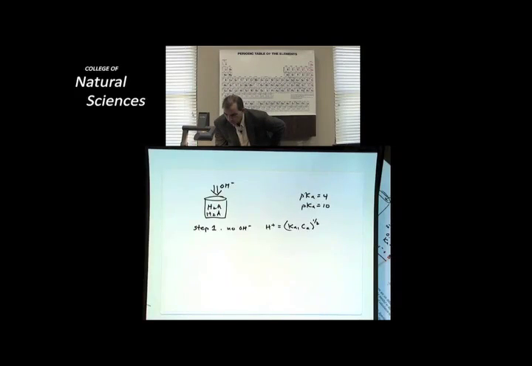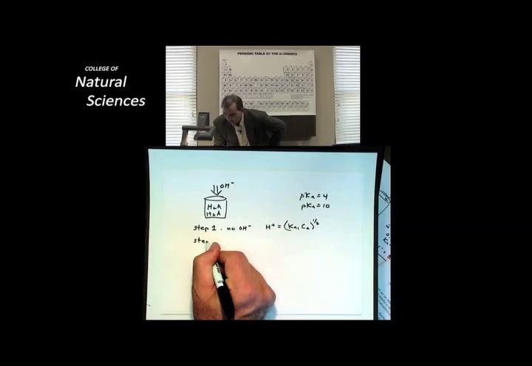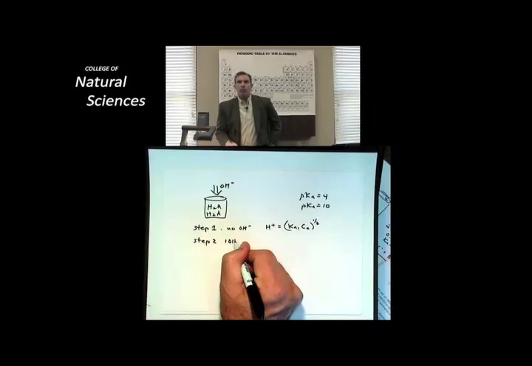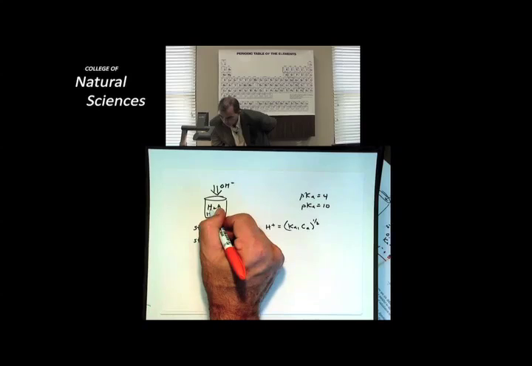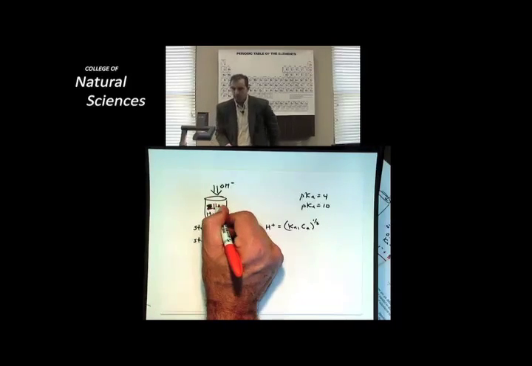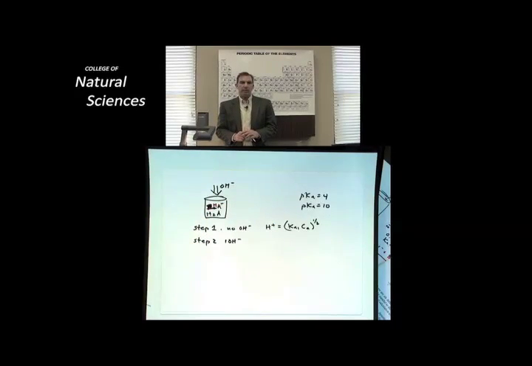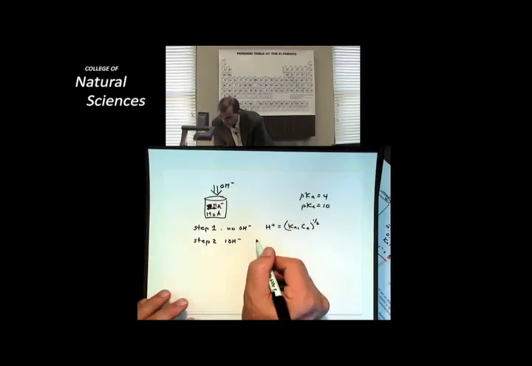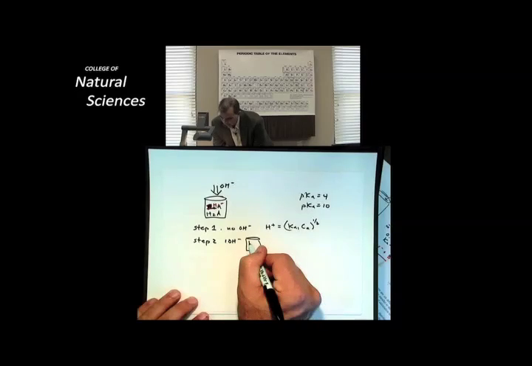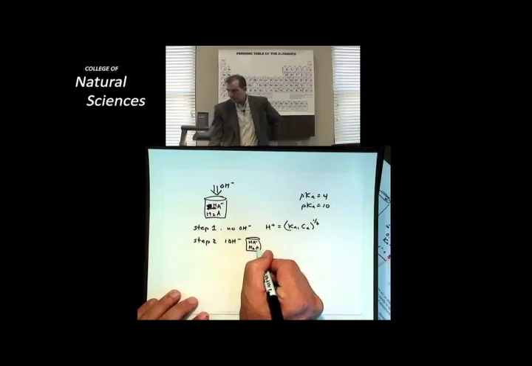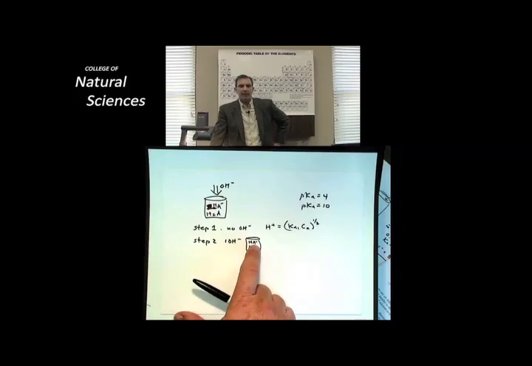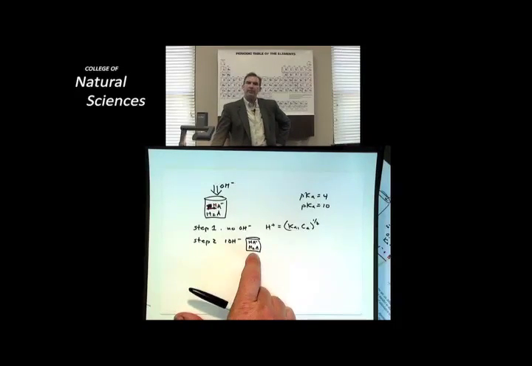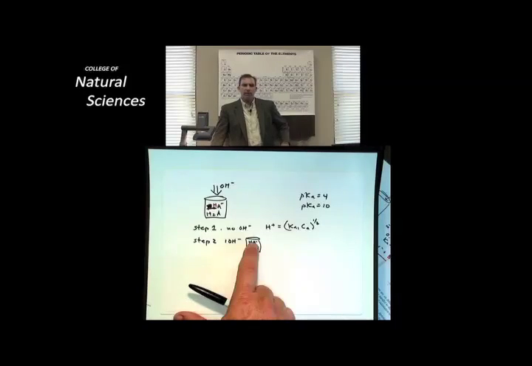Let's work step 2. I'm going to add 1 hydroxide. When I add 1 hydroxide to solution, I immediately form HA minus. So there's my HA minus. What do I have in solution now? I have an HA minus and an H2A. Well, that's a weak acid, and that's a weak acid missing a proton. That makes it a weak base. That's an acid and its conjugate base. An acid and its conjugate base, that's a buffer. This is a buffer problem.